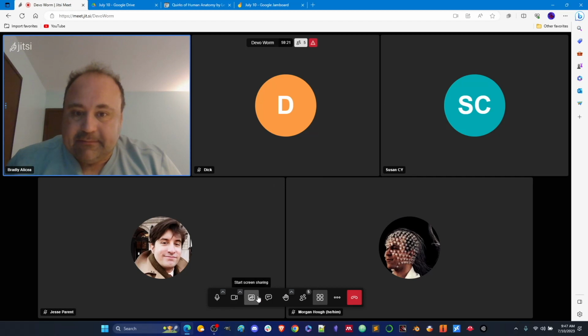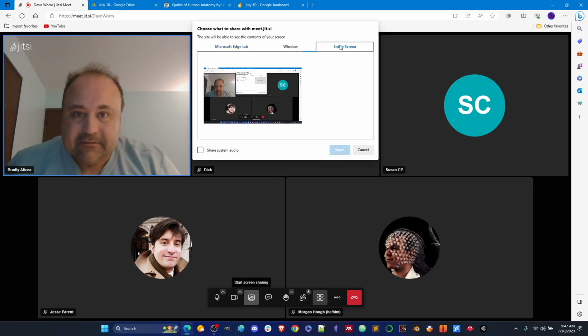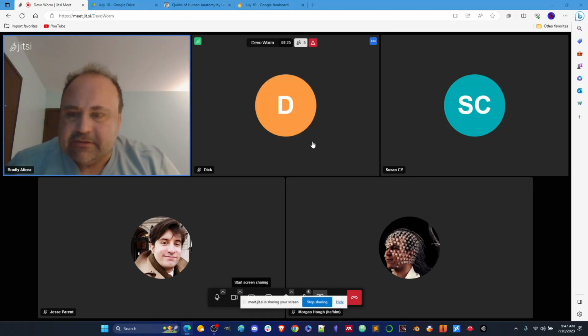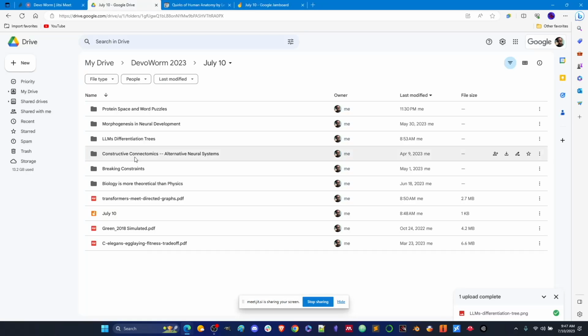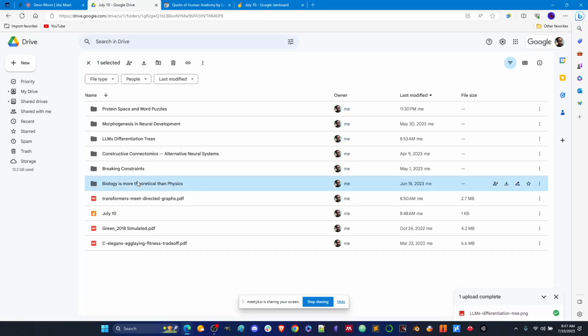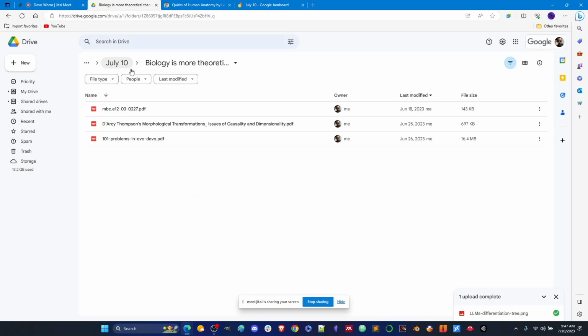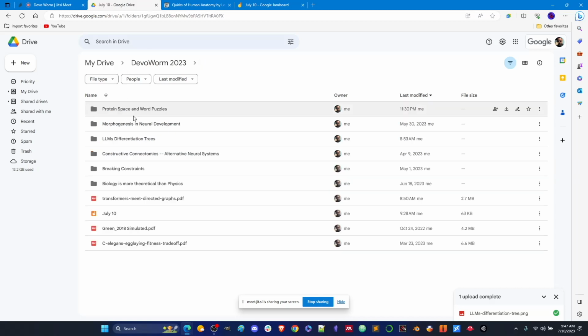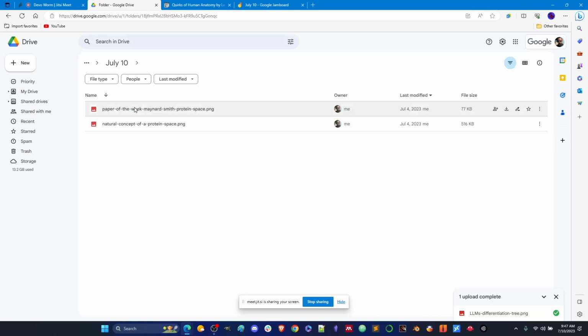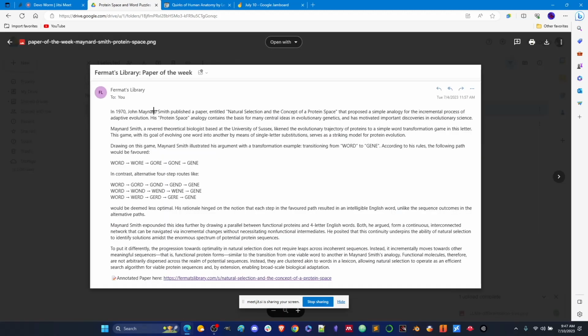So I'm going to go back to sharing my screen here. Or have I shared my screen? Oh, I did share my screen. Okay. And I'm going to talk about this first. I know Morgan knows about this because he has the T-shirt. There's this organization, of course, called Fermat's Library, and they have a paper of the week. And every week they have one.